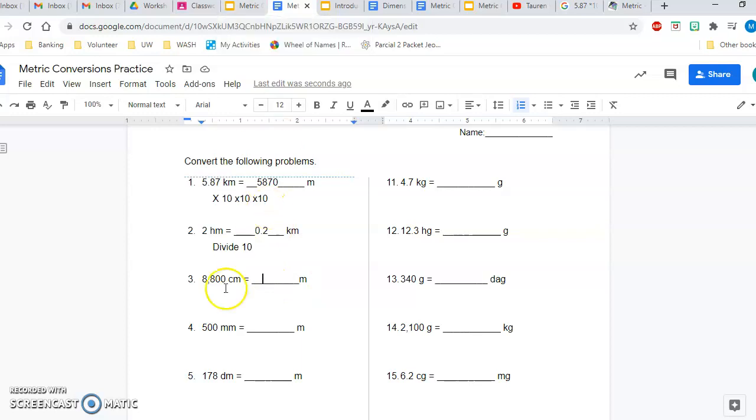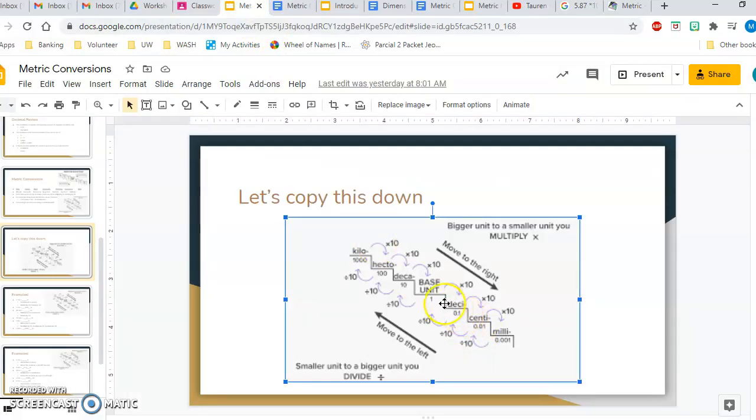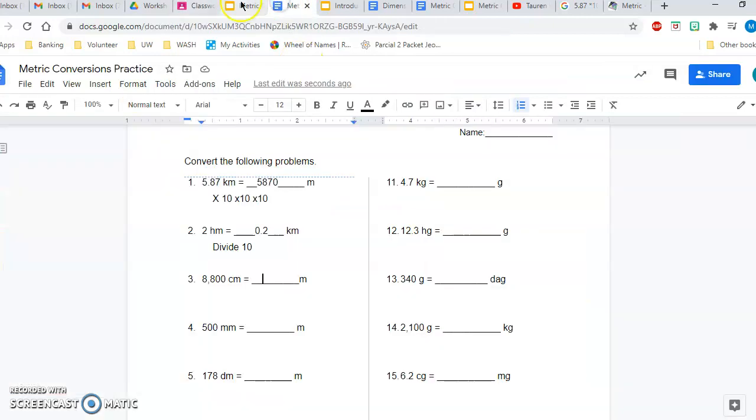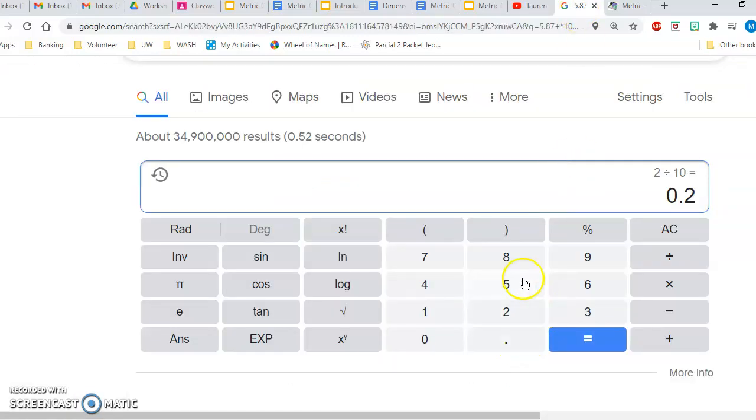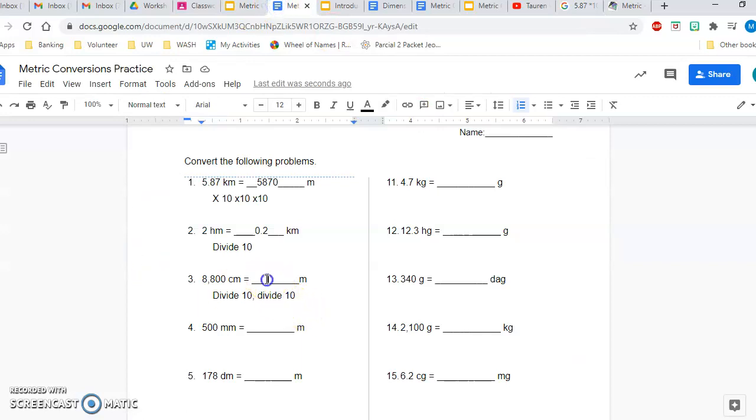So we're going to do 8,800 centimeters to meters. We're going to start at centi and go to our base. How many steps up? 1, 2. So that means we divide by 10, and we divide by 10 again. If we were to use our calculator, it would be 8800 divided by 10, and then divided by 10 again, which is 88. So our answer is 88.